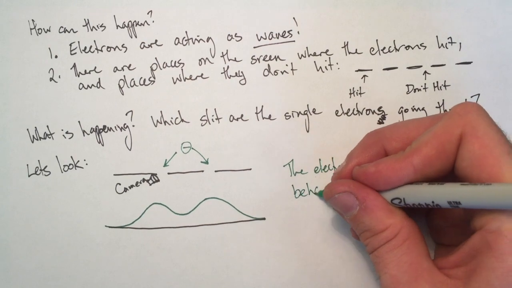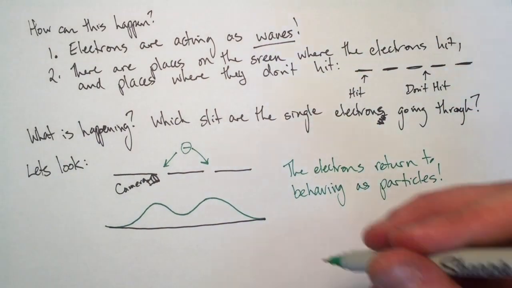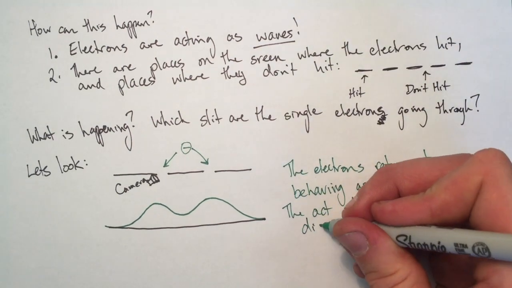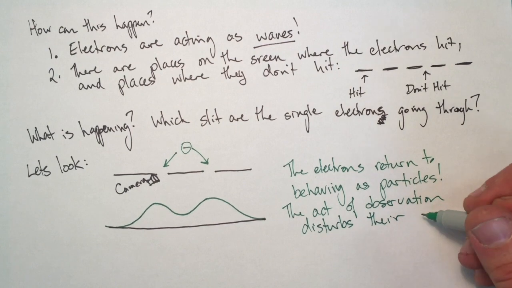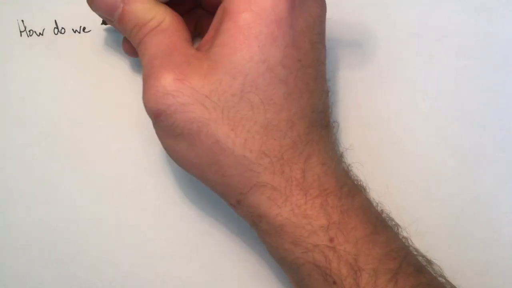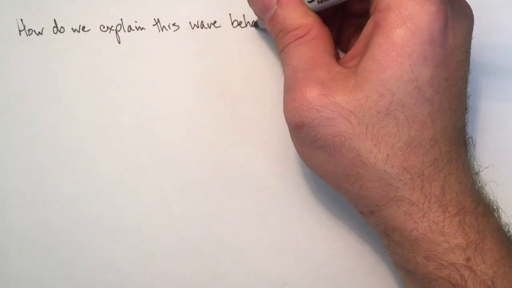Here, again, they behave as particles. For some reason, the act of observation disturbs the electron's behavior. Remember, when we observe anything, we have to bounce a photon off of it in order to see it. Here, the camera bouncing photons off the electron disturbs the electron and causes it to act as a particle. This is called the observer effect.